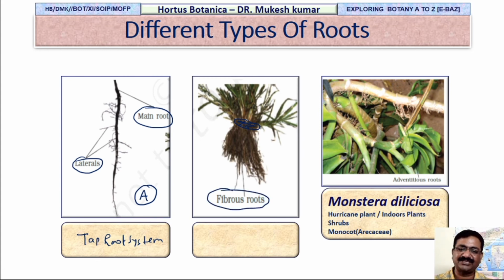So what is the characteristic feature? In which plant will we find it? Can you guess? Tell me, is it found in dicot or monocot? What do you think, my dear doctor? Yes, you are right, it is only found in monocot plants. Fine. But see, this is the Monstera deliciosa, a very interesting plant. These are indoor plants, also known as hurricane plants. These are shrubs in nature, monocot plants, and belong to the family Araceae.